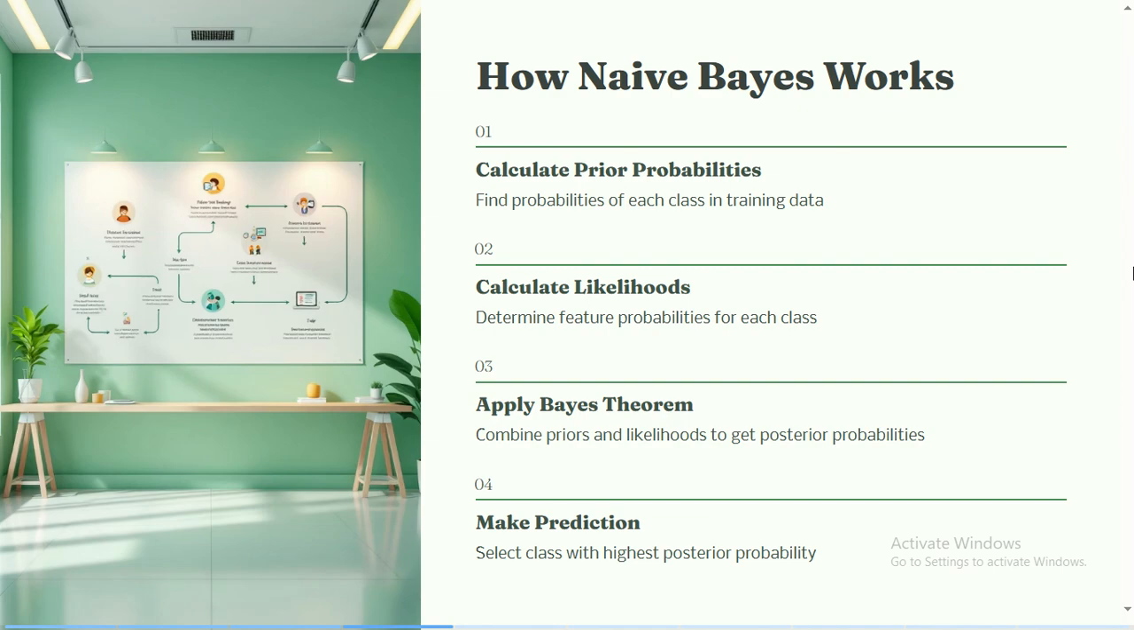In many diagrams of naive Bayes, you will see arrows connecting features to the final prediction. Each feature contributes independently to the final decision, and all probabilities are multiplied together to determine the final result.